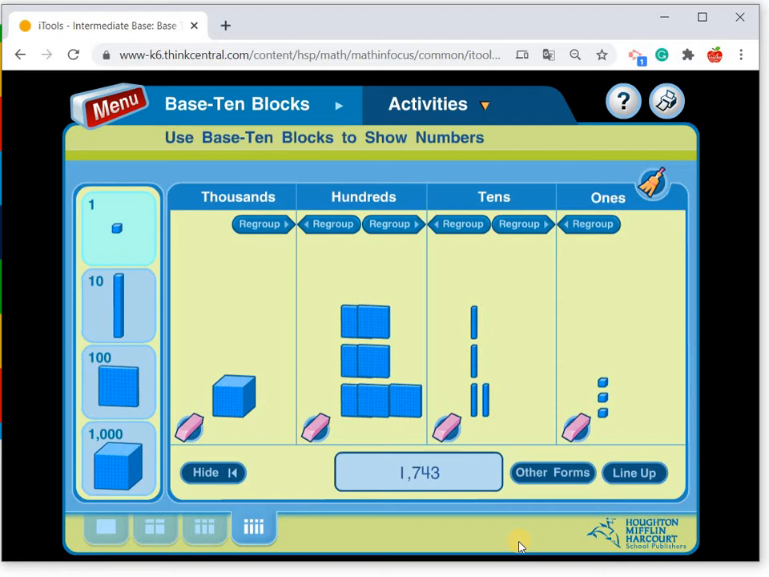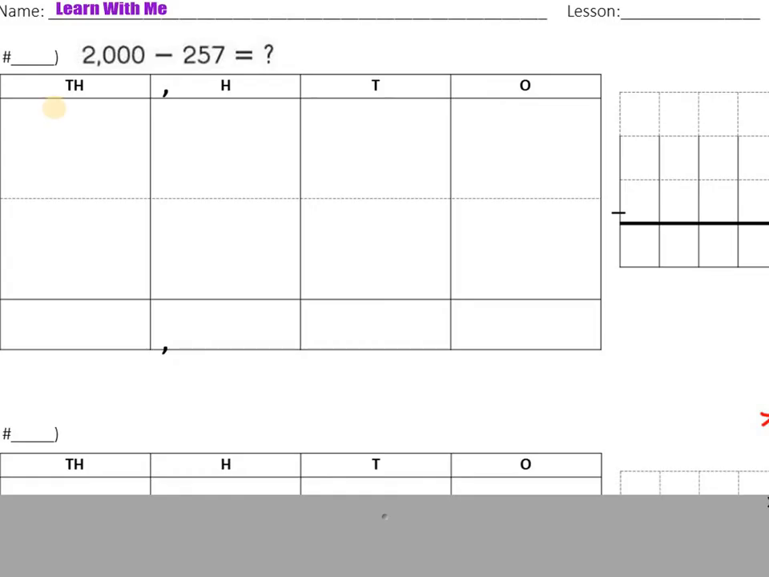So we've taken a look at how to subtract with base 10 blocks using iTools. Let's see what that looks like on a place value chart. So here's my place value chart, and I want to subtract the same number. And I'm going to write out 2,000 minus 257. It's really important to line up the ones, to line up the tens, and to line up the hundreds. If I do it wrong, I'll get the wrong answer.